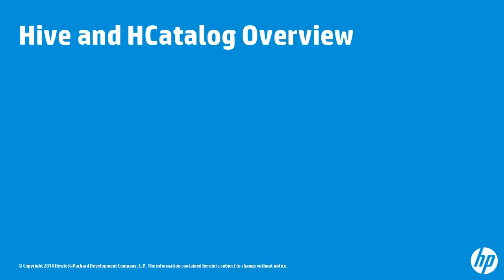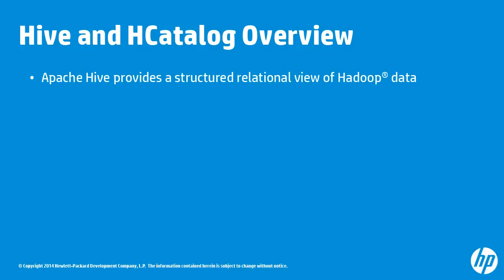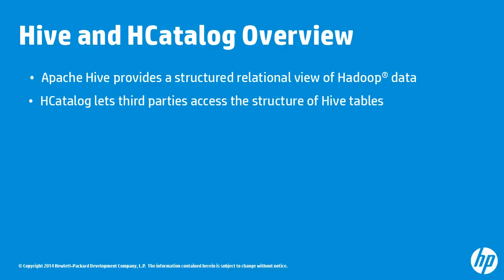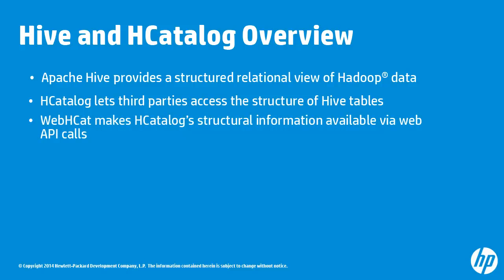Hive and HCatalog Overview. Apache Hive is a data warehouse built on top of Hadoop. It provides a structured relational model view of unstructured data stored in the Hadoop distributed file system. It also provides a SQL-like language to query this data. HCatalog lets third parties examine the relational structure of data stored in Hive. WebHCat makes HCatalog structural information available through web-based REST function calls.